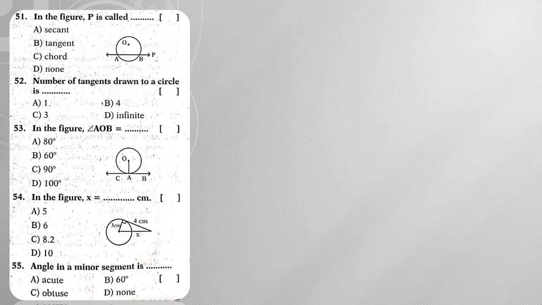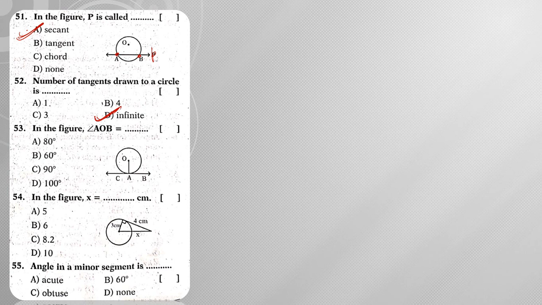In the figure, P is called. Here this P should be small p. This particular P is nothing but a line. Since it is meeting the circle at two distinct points, we call it a secant. Next, number of tangents drawn to a circle is. To a circle, how many tangents can we draw? We can draw infinite tangents. If it is from an exterior point, then only two are possible.